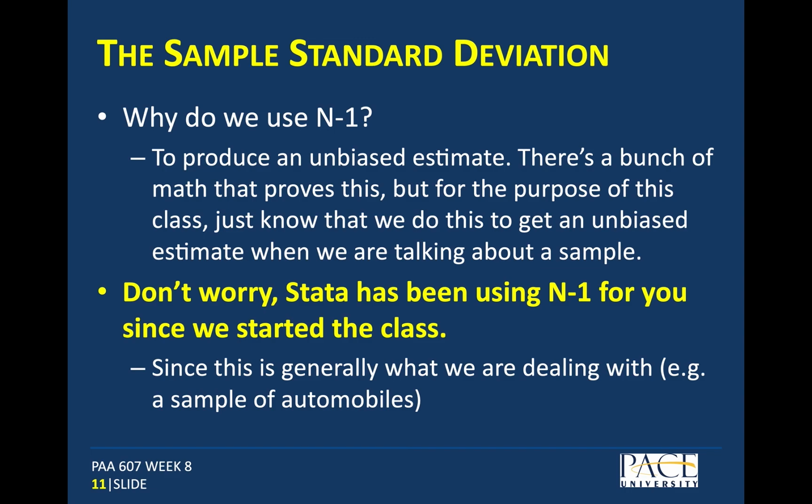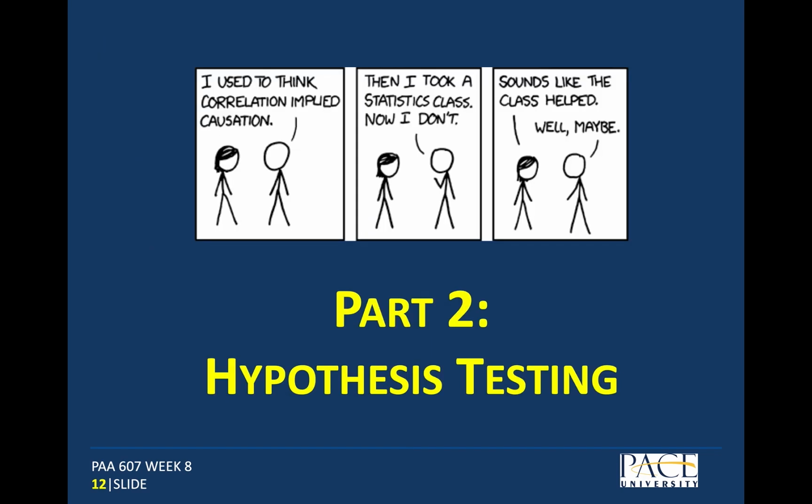And I also don't want you to worry too much about the Stata calculation, because Stata has already been doing this since we started the class. It's already been using that n minus 1 denominator that we just talked about. It's been doing that for us since we started the class. And Stata does this because it's generally what we're dealing with as samples. So, for example, a sample of automobiles in 1978 that we've been talking about throughout the course. So Stata already takes care of this for us. It's already using n minus 1. We don't need to make any changes there.